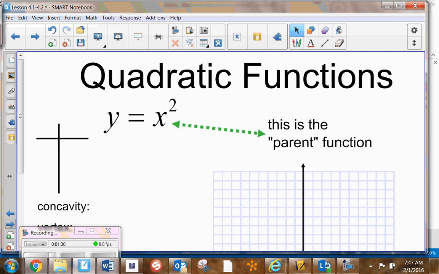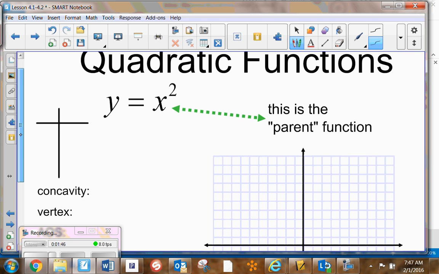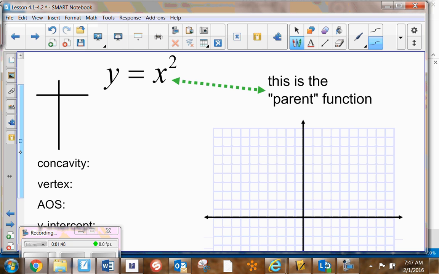All right, so let's think about quadratics in general. What would a quadratic look like, the parent function of a quadratic? First of all, by definition, a quadratic has an x to the second power. That's what identifies it as a quadratic: I'm a quadratic because I have a square on my x.